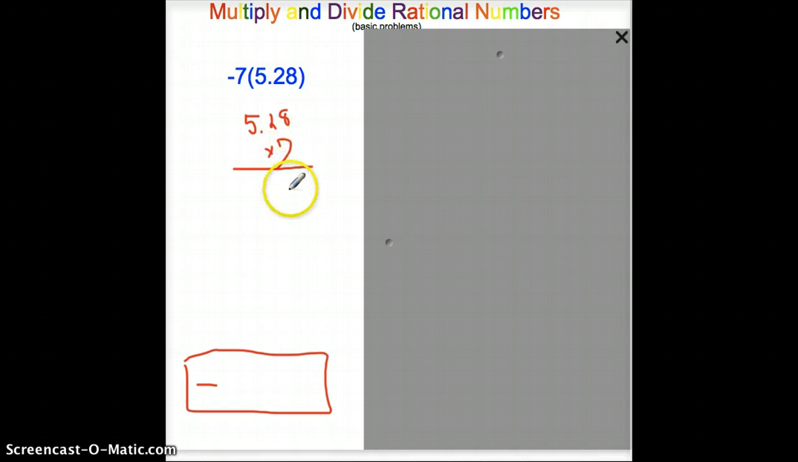Multiply 7 by 8, which equals 56. Carry the 5 and do 2 times 7, which equals 14. But add 5, so you get 19. Carry the 1. Next you do 7 times 5, which equals 35, but you add the 1 and you get 36. Then you place the decimal 2 spots from the right for 2 decimal places and you have your answer, negative 36.96.